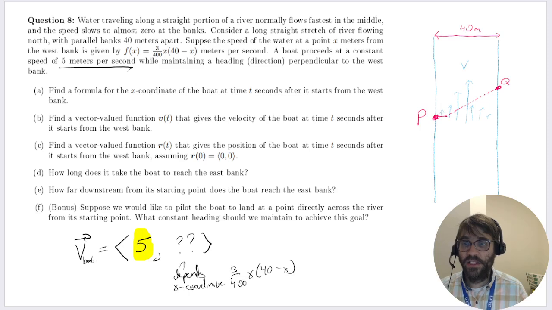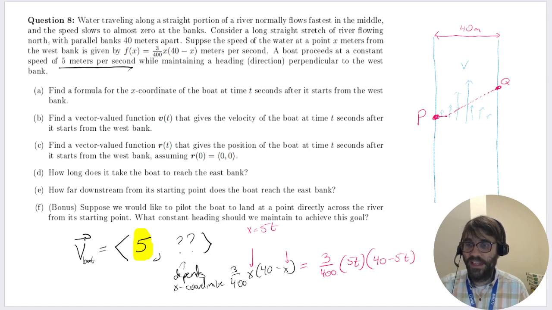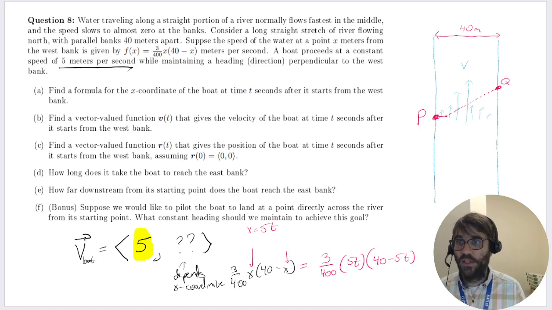And here's what that lets us do. It lets us come back into this formula, and now we know where the boat is. We don't have to use x. We know that x is 5t. So we can actually work out that this is 3 over 400 times 5t times 40 minus 5t. That's our y-coordinate of the velocity. This is how fast the water is moving, where the boat is. And so we've done part A here.